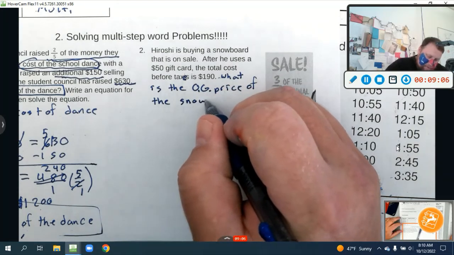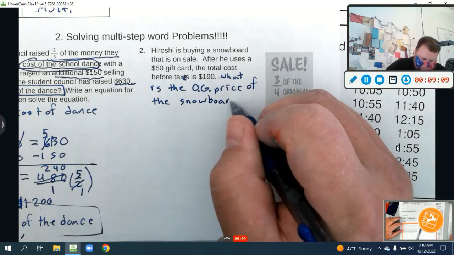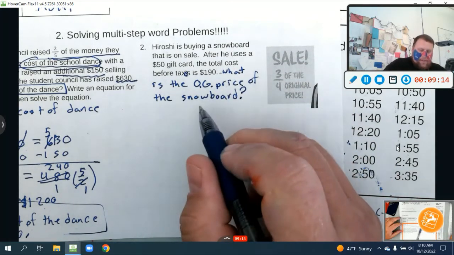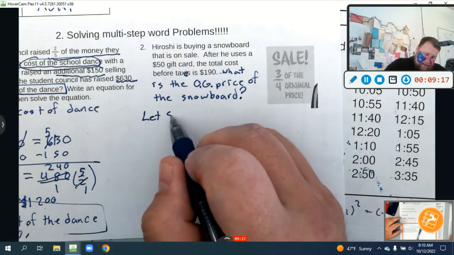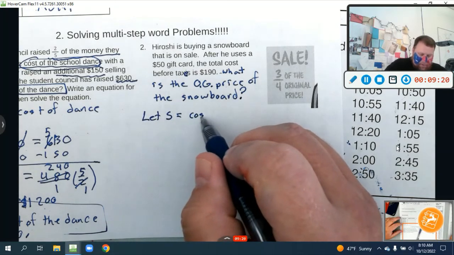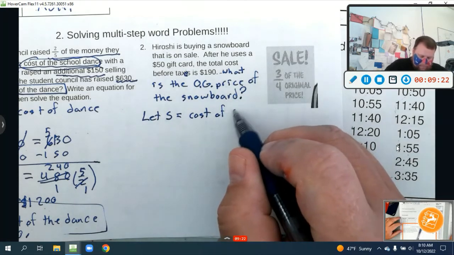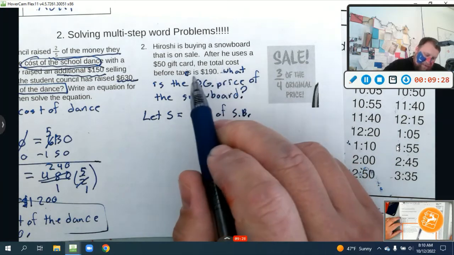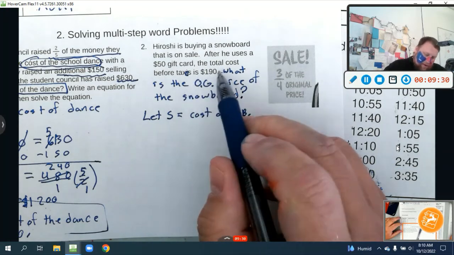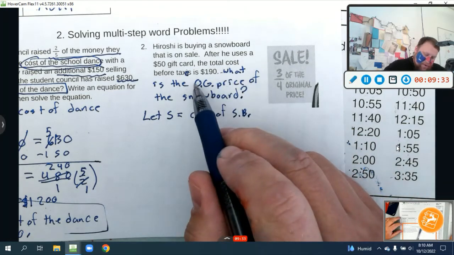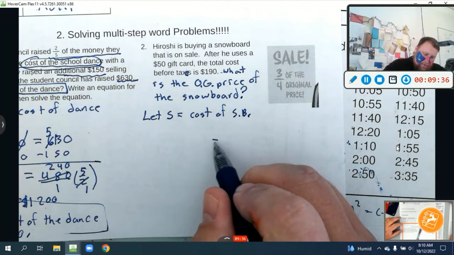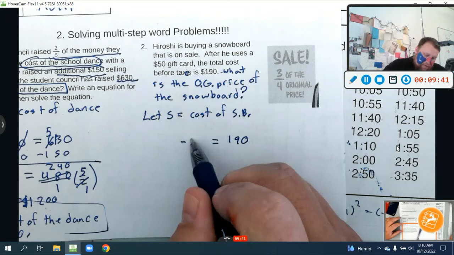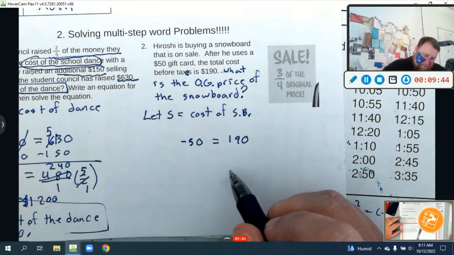This one's a little bit different. Okay, so first of all, again, the question tells us the variable. So we're going to say, let S equal cost of snowboard. I'm going to write SB. And it said he's buying a snowboard that is on sale after he uses a $50 gift card. Okay, the total cost before taxes is $190. So I know whatever we're equaling should be $190, but what goes before that? I also know I'm going to subtract 50 because I used a $50 gift card, right?